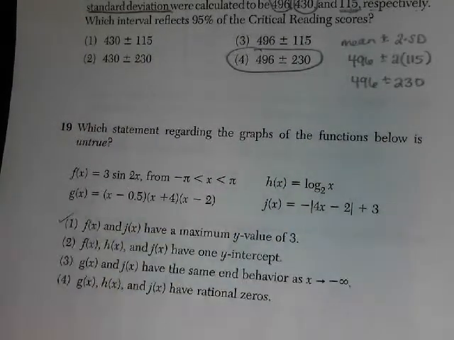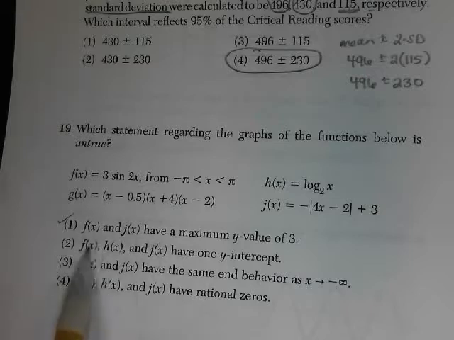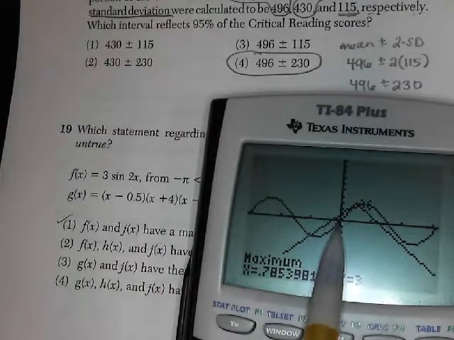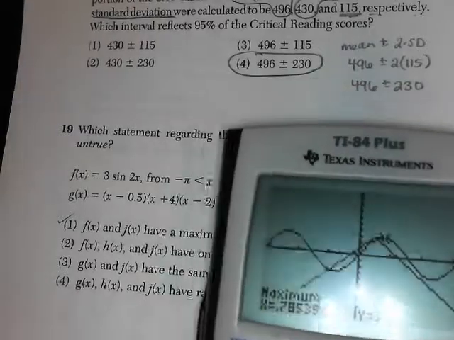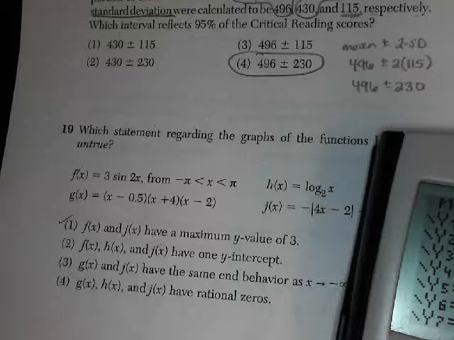F of x, h of x, and j of x have one y-intercept. Well, we have f and j on our graph. F only has one y-intercept right here at 0. J, the absolute value function, only has one y-intercept. So those two are true. We do need to look at h of x, which is log base 2 of x.